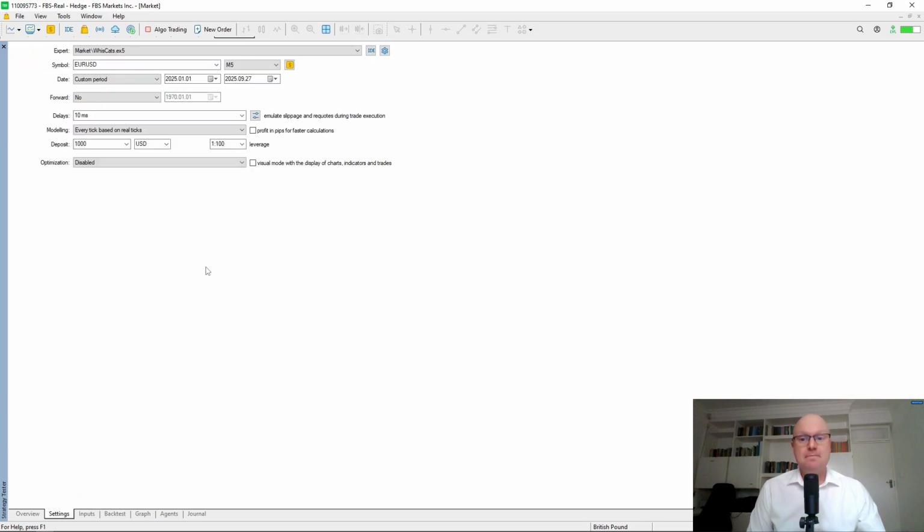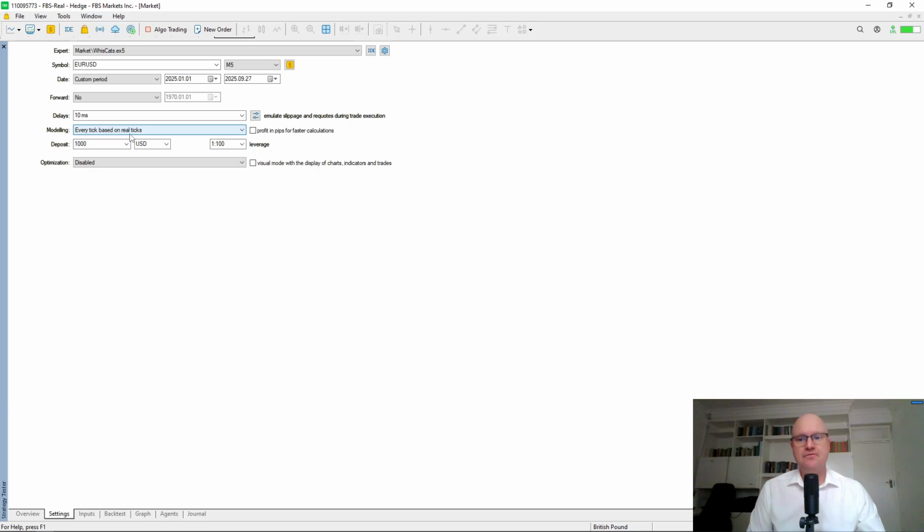And the custom period will be from the 1st of January 2025 until the 27th of September 2025, using a delay of 10 milliseconds and modeling quality of every tick based on real ticks. Now because every trade has a stop loss and take profit, it means it can be used on small trading accounts and, as I've said before, even prop trading firms.